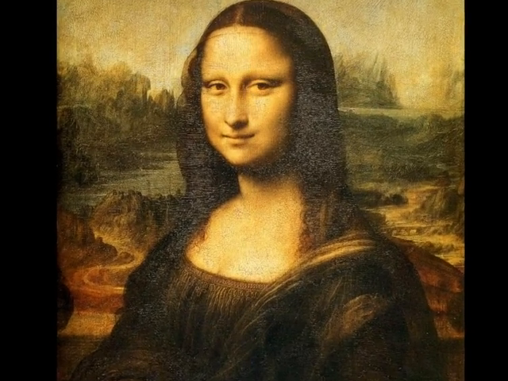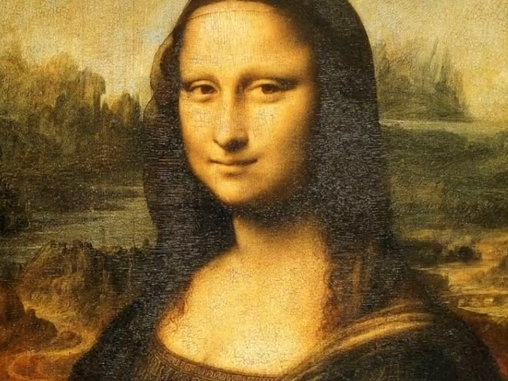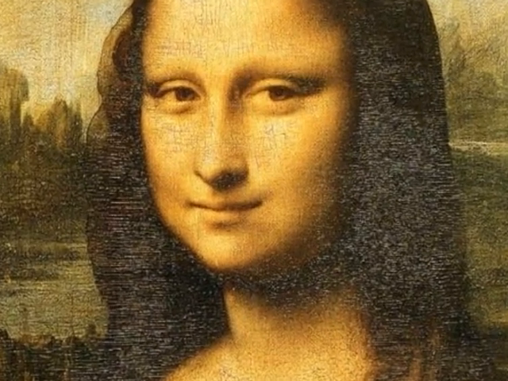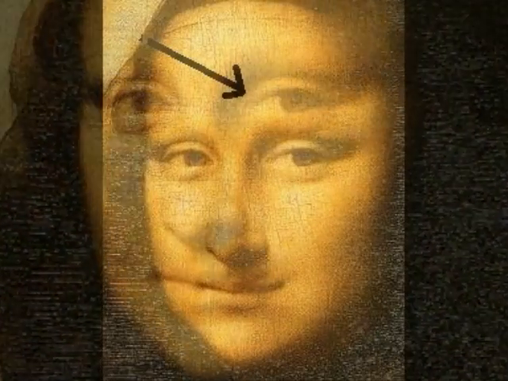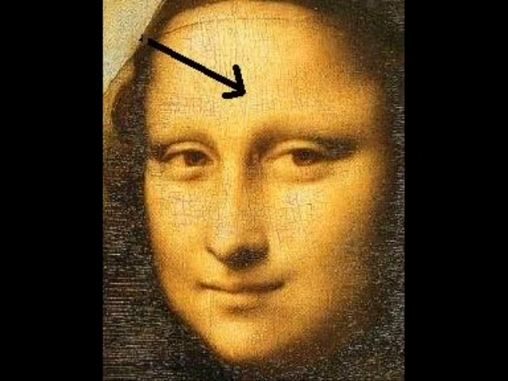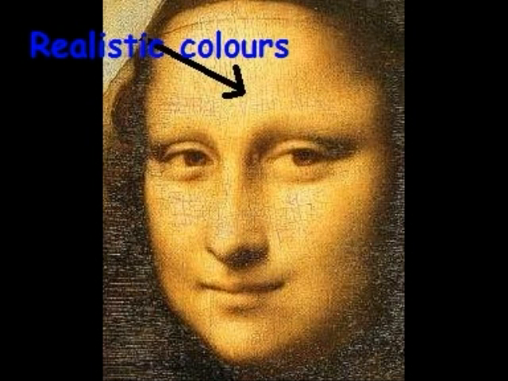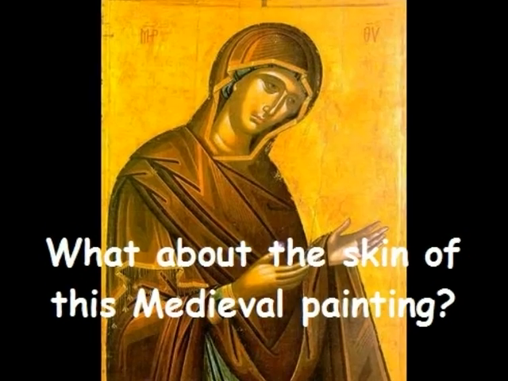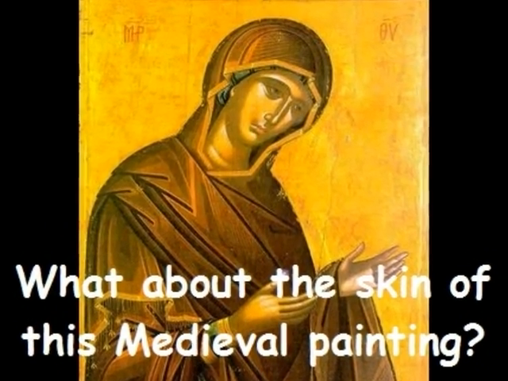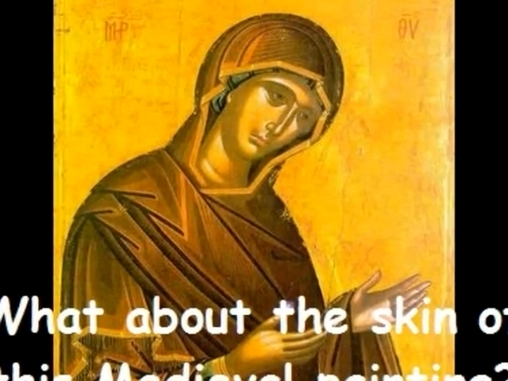Have a look at her skin. What do you notice about the colour? The colour of her skin is very realistic. Da Vinci is painting her skin and everything in the picture as he sees it, as it actually is. What about the skin of this medieval painting? Is it lifelike?